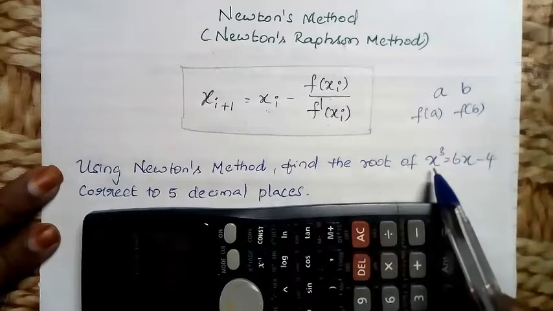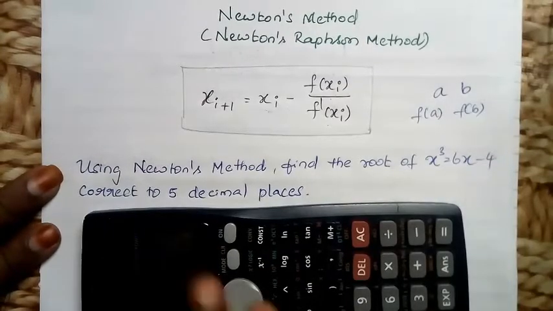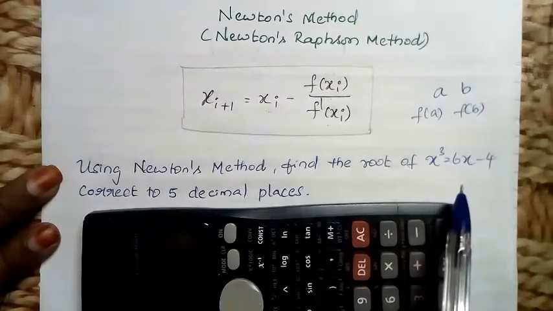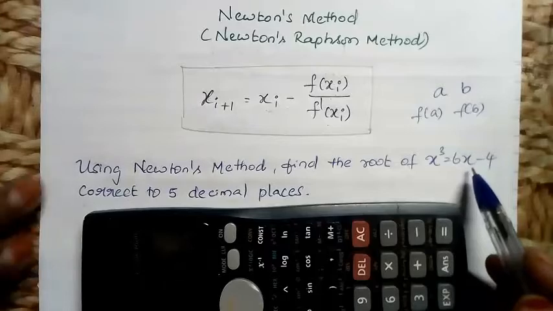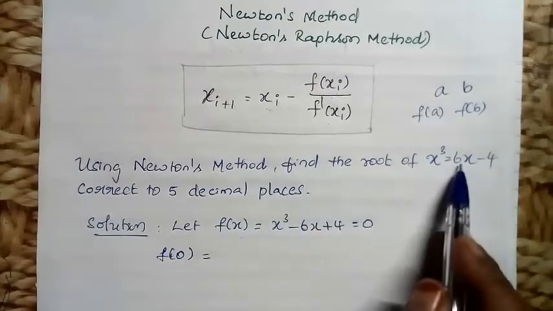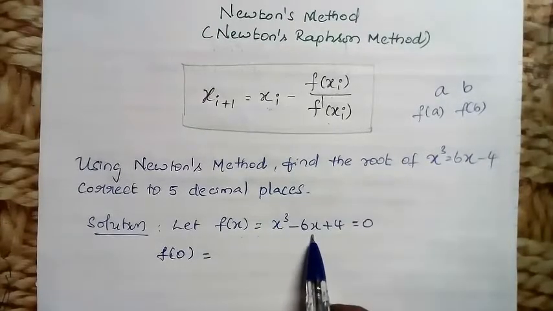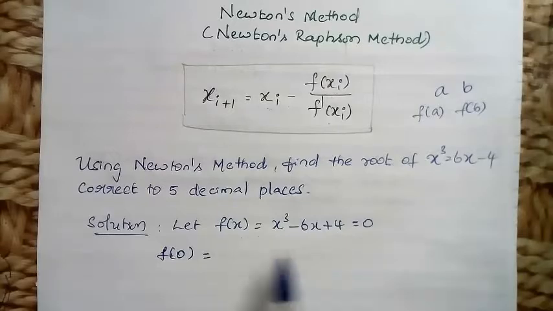Here the equation is x cube equal to 6x minus 4, and it is mentioned that it is correct to 5 decimal places. Let us see how to solve this equation using Newton's method. Let us take this as an equation first: f(x) is equal to x cube. When you bring 6x minus 4 to the left hand side, it becomes x cube minus 6x plus 4, which is equal to 0. Now let us substitute the value of x.